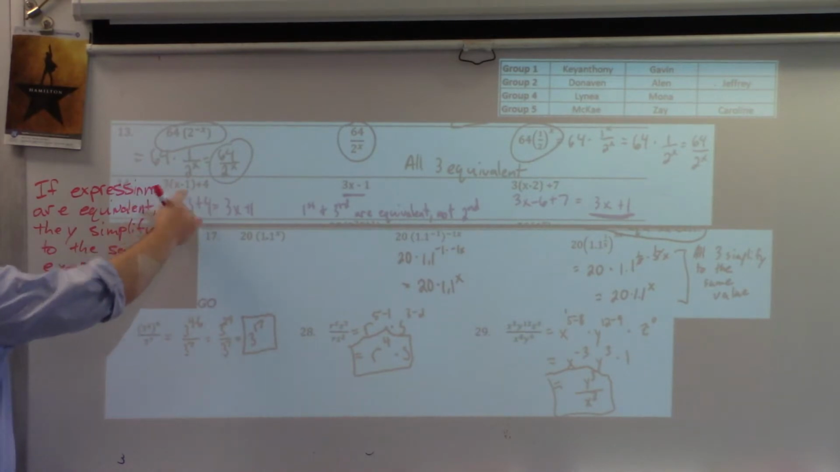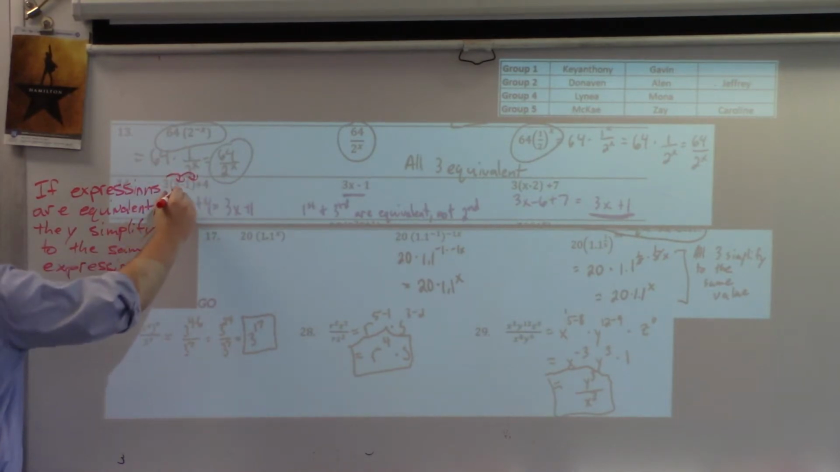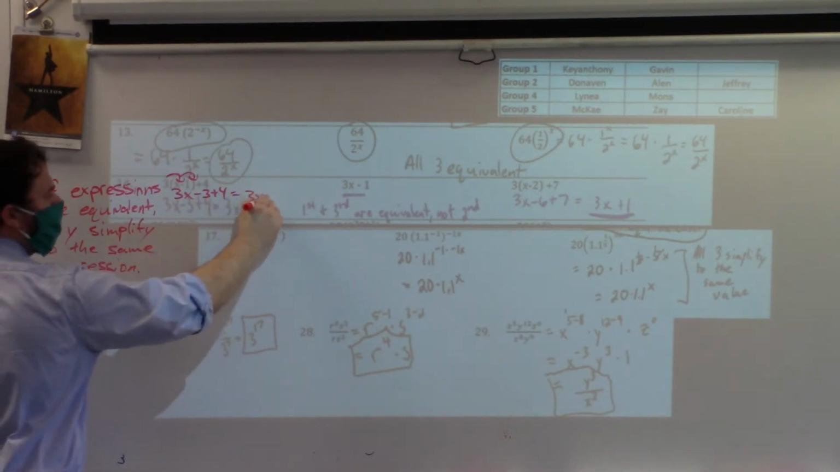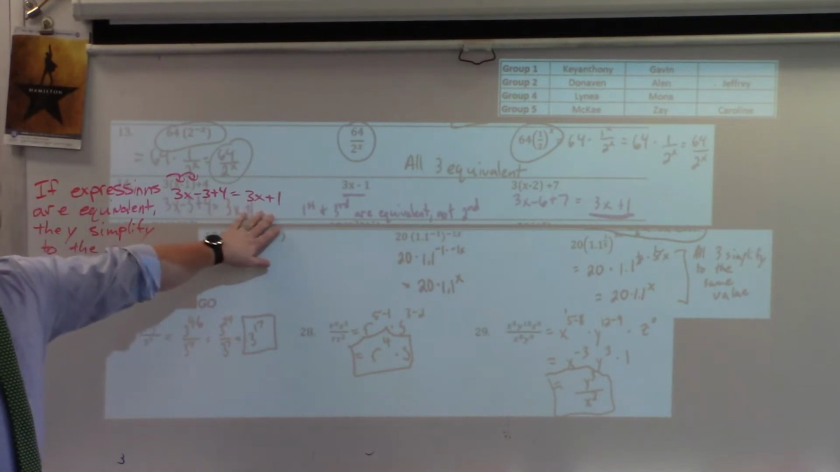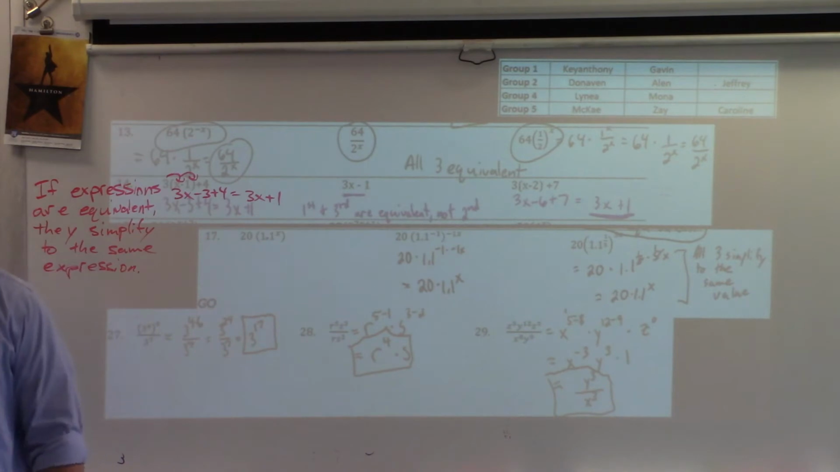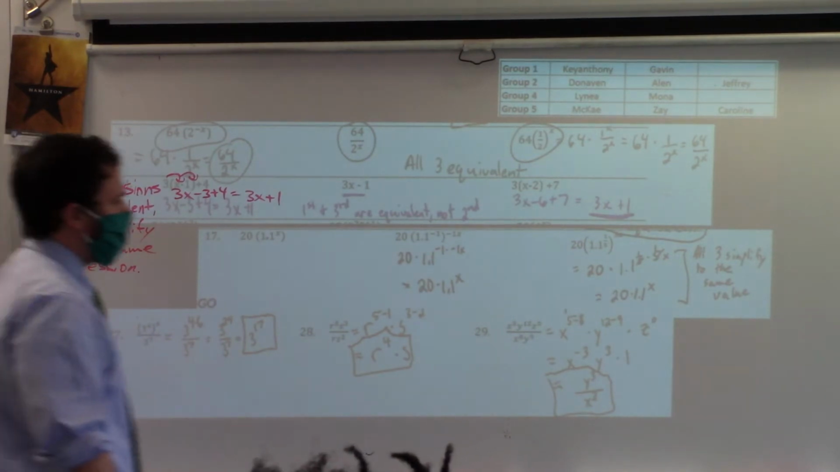So notice like here, I'm going to distribute. 3x, 3 times negative 1 is negative 3 plus 4. Negative 3 plus 4 is 1. So right away, I can actually stop. Is 3x plus 1 the same thing as 3x minus 1? No. So those would not be equivalent.